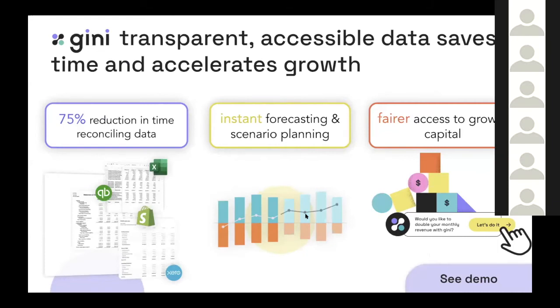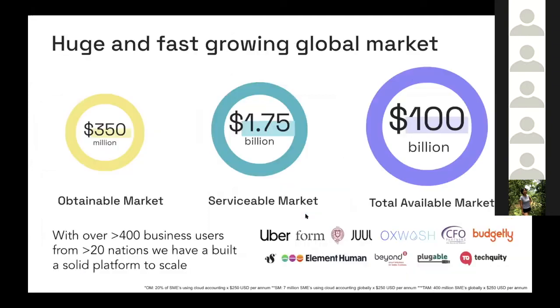What we're really trying to do is reduce the time it takes for people to reconcile data in spreadsheets. We want people to create forecasts instantly and have much better scenario planning than just crunching numbers into a spreadsheet, and also use that data to give investors more insights into a company and open up channels of capital to enable faster growth. It's a huge market. There's a $100 billion total available market.